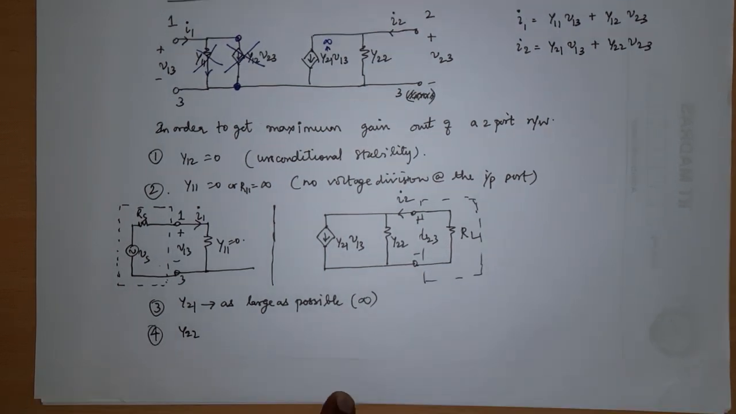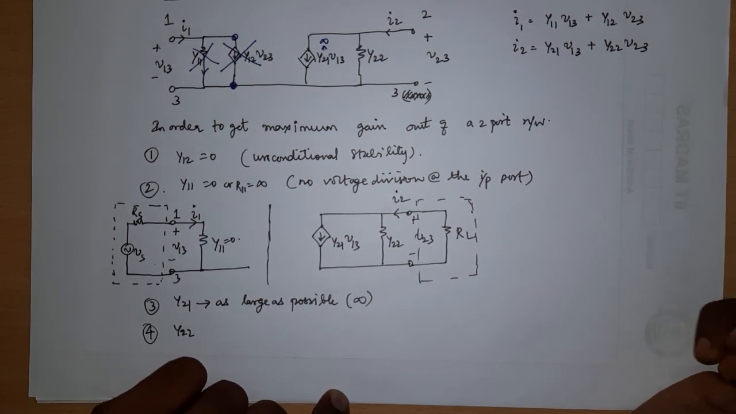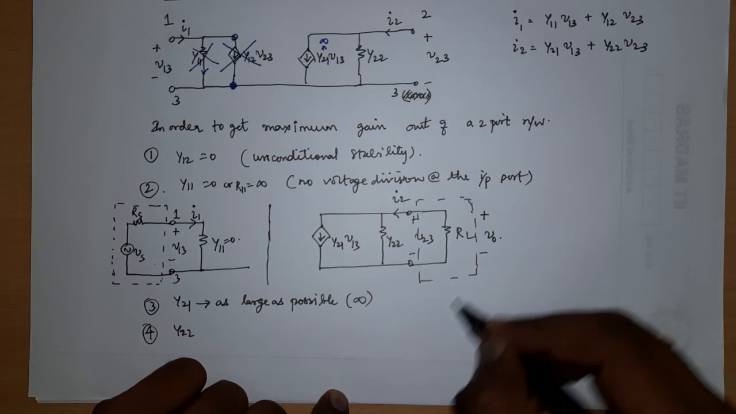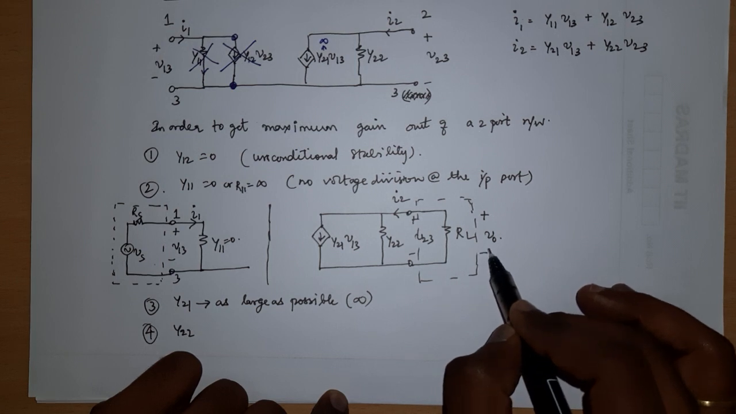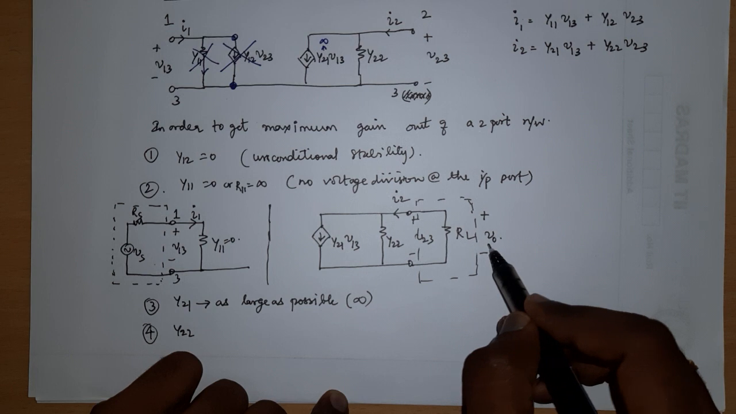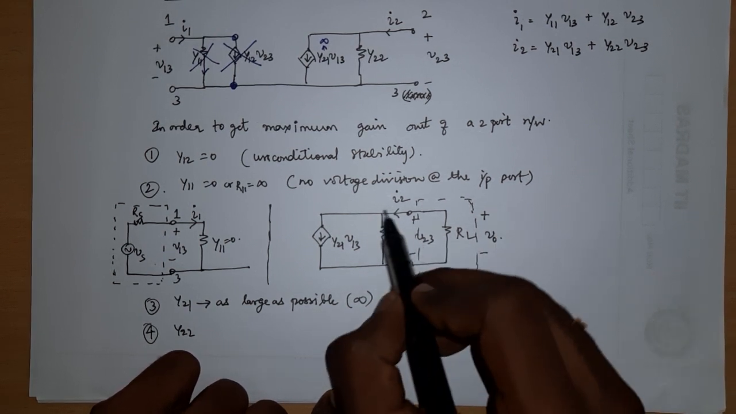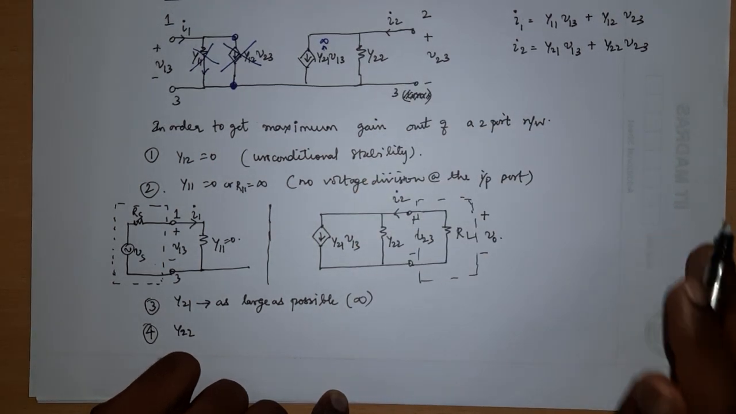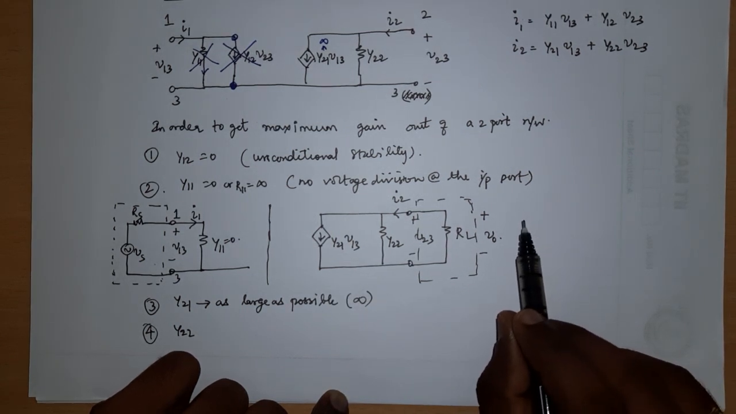So what happens? What will be my output voltage? First of all, my output voltage is the voltage across this RL. Voltage across RL is V naught, the output voltage, right? And I want this voltage to be very high, right? So I2 is the maximum current that I can get out of my two-port network, and this will be maximized when Y21 is maximized, right?